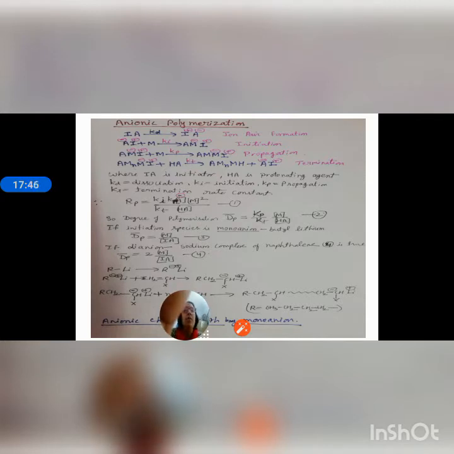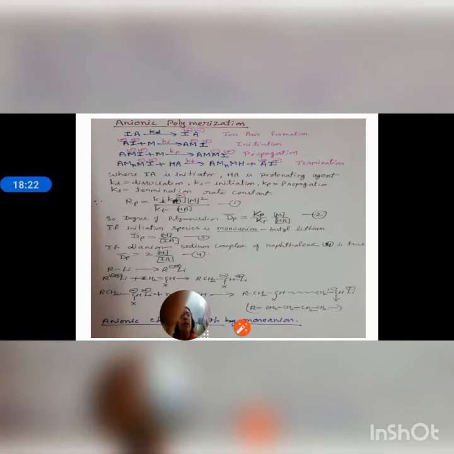AMMI thus formed combines with protonating acid HA and forms AMMH plus AI, the termination step. In this step, IA is the initiator, HA is the protonating agent, KD is the dissociation constant, KI is the initiation constant, Kp is the propagation constant, Kt is the termination constant respectively.